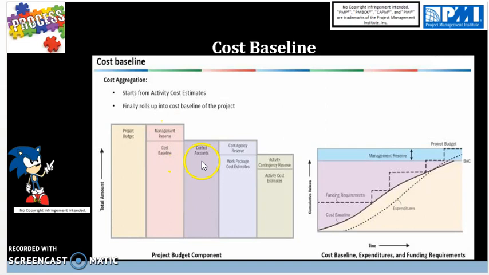Cost baseline consists of all the work package estimates plus contingency reserves. You also see that the cost baseline is also known as the S-curve on the exam. So if you hear the word S-curve, that also indicates that you are dealing with the cost knowledge area, specifically the cost baseline.